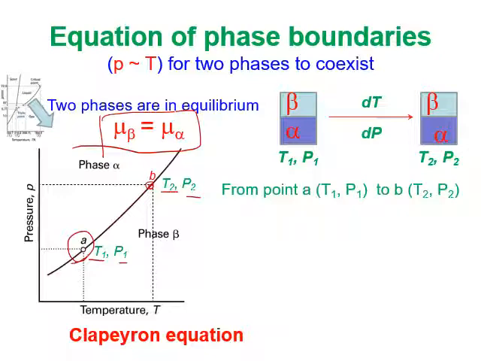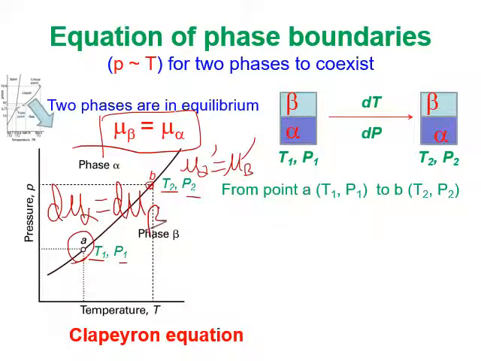So the chemical potential at point B for the alpha phase, let's say alpha prime, should equal the beta phase prime. So before the temperature and pressure change and after the change, the chemical potential remains the same for alpha and beta. That means the change of chemical potential for the alpha phase due to this temperature and pressure change must equal the chemical potential change for the beta phase due to the temperature and pressure change.